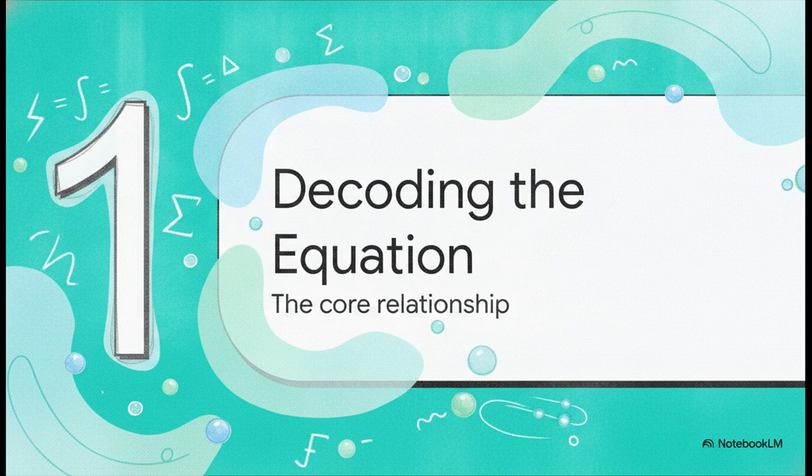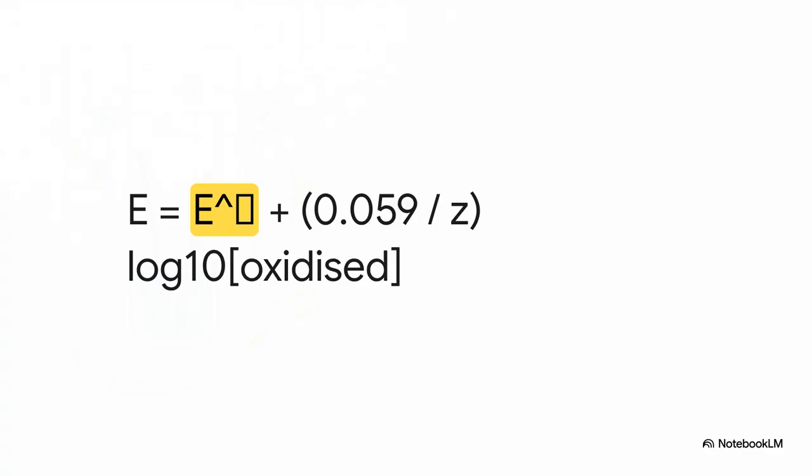Section 1, decoding the relationship equation. Let's take a look at the mathematical engine that's going to bridge this gap for us. All right, here is that engine. This is our core relationship equation. Over on the left, we've got E, that's our target, the non-standard potential we're actually trying to find. To get there, we start with our standard potential, E standard, and we add a specific mathematical modifier. That modifier is 0.059 divided by Z, all multiplied by the base 10 logarithm of the concentration of the oxidized form of our metal. Now, I know it might look a bit intimidating at first glance, but I promise you, once we plug in our known values, this whole thing is going to beautifully unravel.